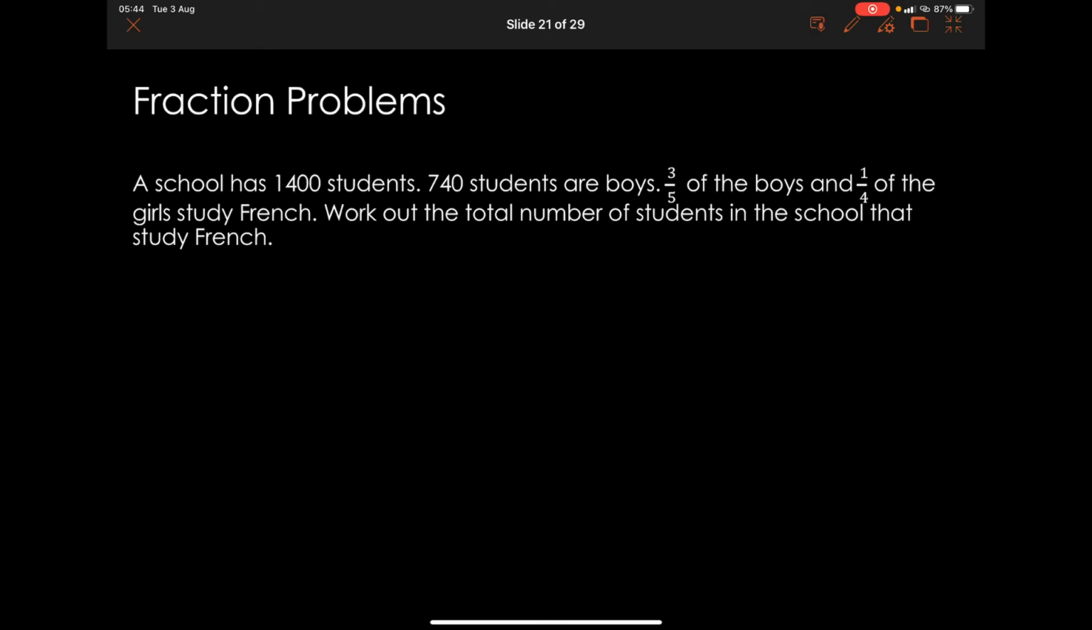A school has 1,400 students. 740 students are boys. 3/5 of the boys and 1/4 of the girls study French. Work out the total number of students in school that study French. Now, I'm going to do all of this without a calculator just so that you can practice some of the methods that we've used in the previous lessons, such as subtraction, multiplication and division. This could come up on the calculator paper, in which case you wouldn't have to do all of that, but I think it would be good for you to practice it anyway. So if you are going to have a go at it, try and do it without a calculator and then press play for the explanation.